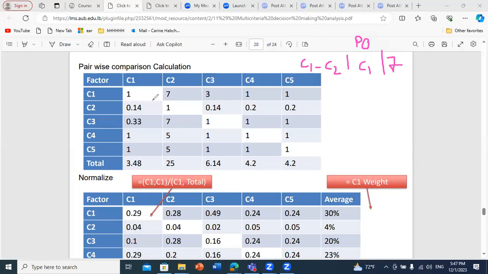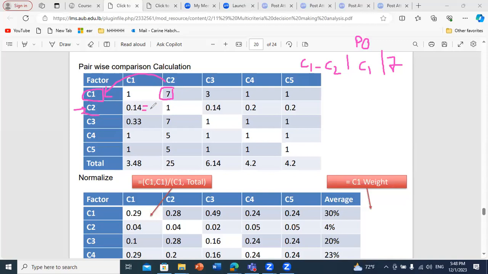I give it a score of 7. This is why, when we want to fill the table, when the reference is C1 and I am comparing C2 to C1, I put the score 7 as it is. While now, when I want to fill the second line and I want to compare C2 to C1, C2 is the reference, then the score will be 1 over 7.